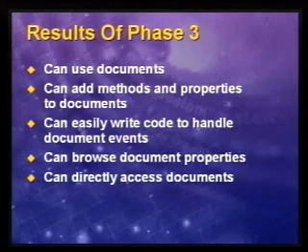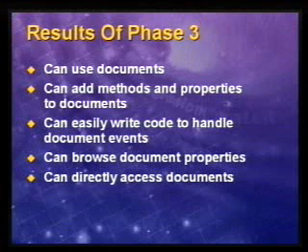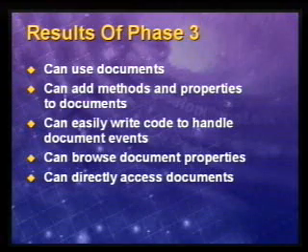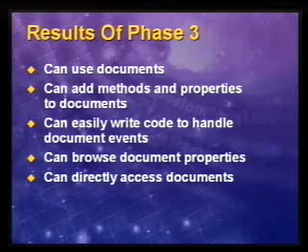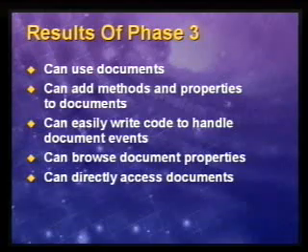Like I was mentioning, if you use the selection stuff, you can browse the document properties. And the last point, can directly access documents, means that because you've added a document to the project namespace, you can just refer to the document by name. So in code, you can just type sheet 1, and that's fine. If you didn't add it, you would have to do application dot and go through your object model to find the sheet you wanted to work with. So adding a document adds it as a first-class name in the namespace so that you can use it directly without going through the object model.